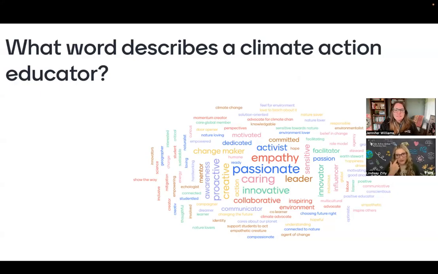So I know when we first started doing this, we were surprised and our assumptions were challenged a bit because we thought we would find very science-heavy words. But from the beginning and what's continued to grow over time are words like collaborative, creative, passionate, empathy, caring, leader.